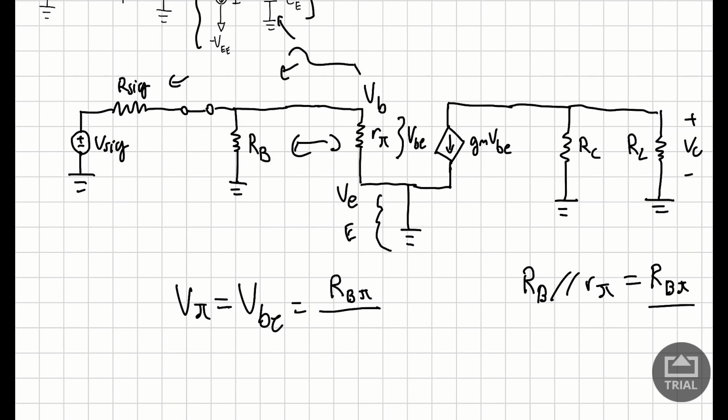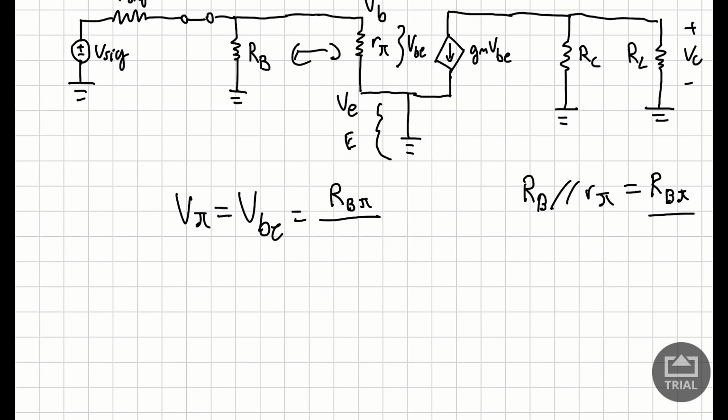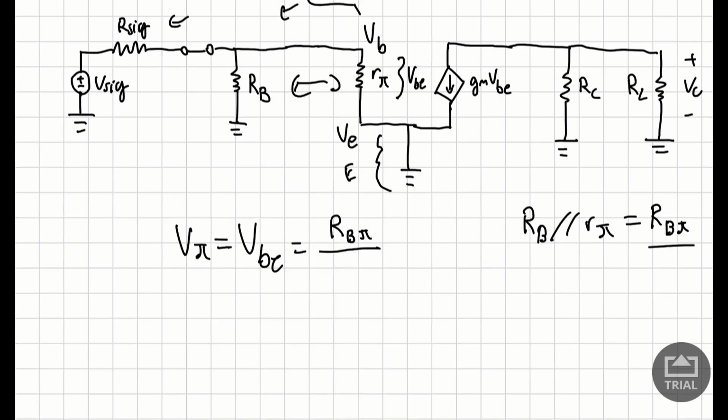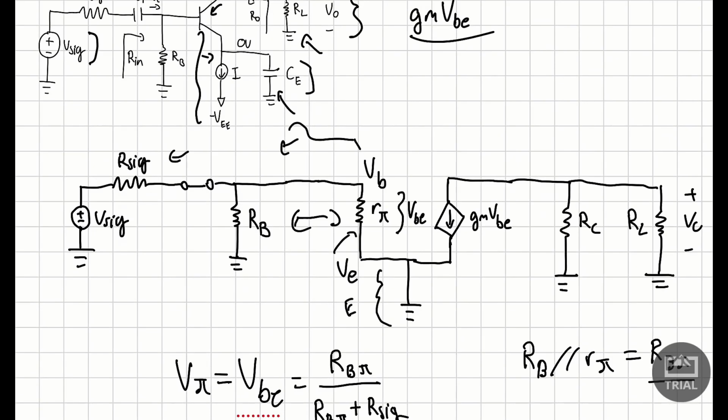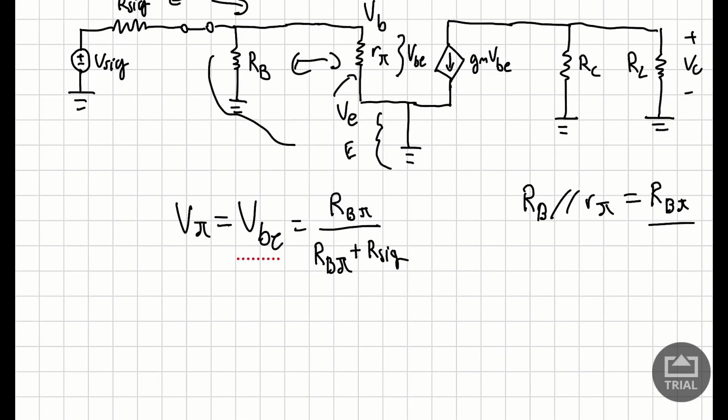So now that we have RB pi, what we can do is make our equation for this voltage drop across this resistor over here. So now let's continue making our equation. We're also going to have our RB pi plus R sig, since this R sig is going to be in series with these two resistors. Okay, so as you can see already, I'm actually making a voltage divider right here.